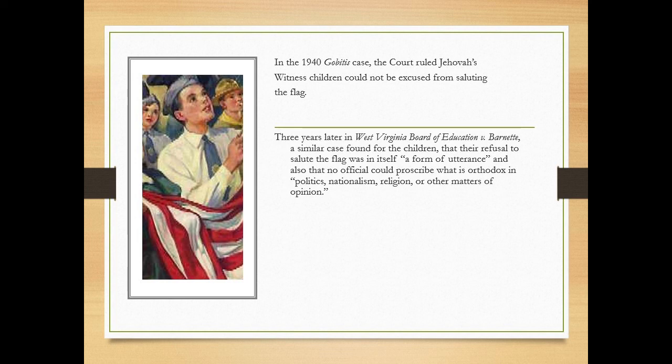Jehovah's Witnesses continued their refusal. Editorials in 200 newspapers condemned the ruling, noting the irony. Isn't this what America was supposed to be fighting against in Nazi Germany? They argued that a free country shouldn't force people to pledge allegiance to anything. In an unprecedented move, the Supreme Court agreed and reversed itself in just 3 years.